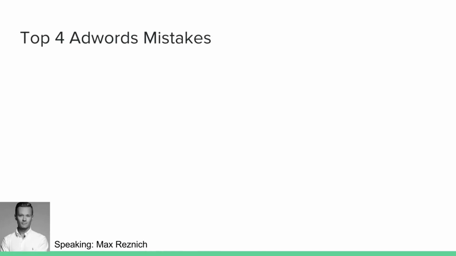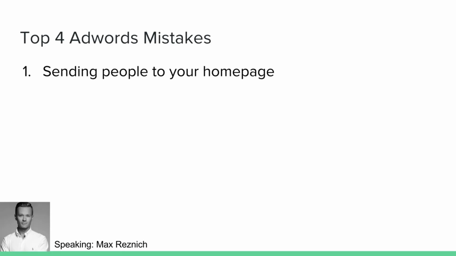Now I want to talk about the top 4 AdWords mistakes that I see being made that give AdWords a bad name. The first one is sending people to the home page of your website. This is not really something that comes to you right off the bat. It's been discovered by testing, and once you've been doing this a while, it's a pretty common thing: we don't send AdWords traffic to the homepage of a website. It has to go to a landing page.